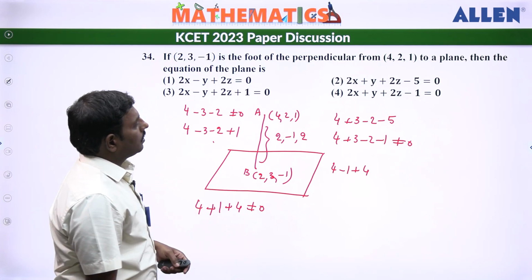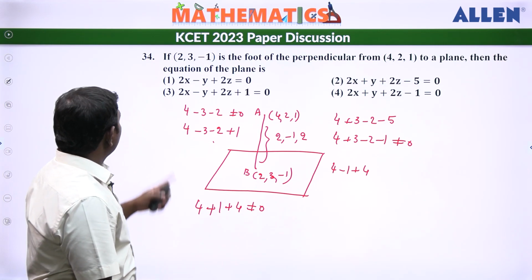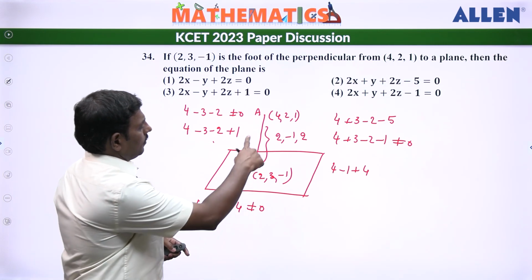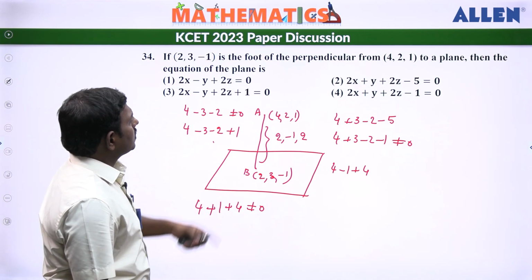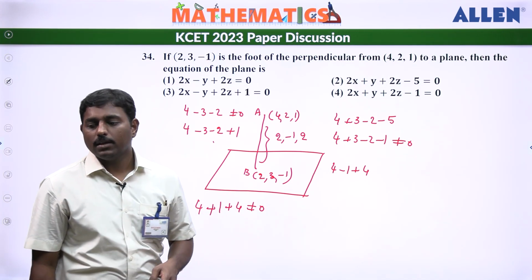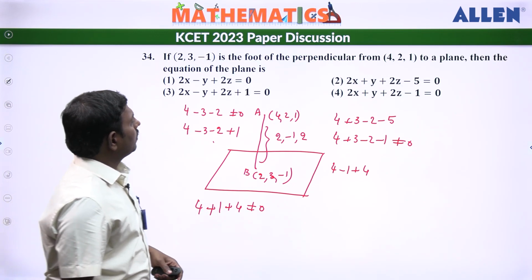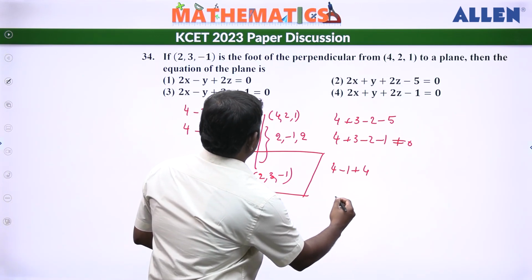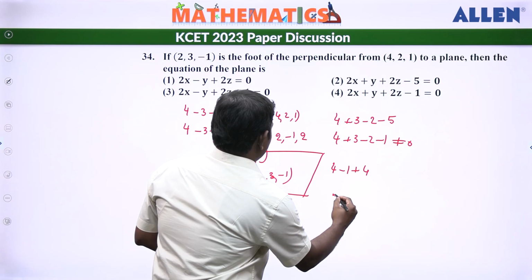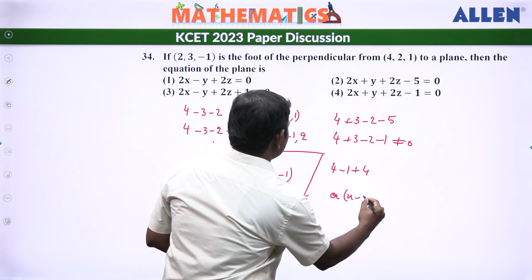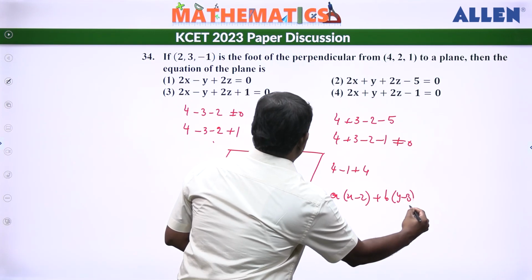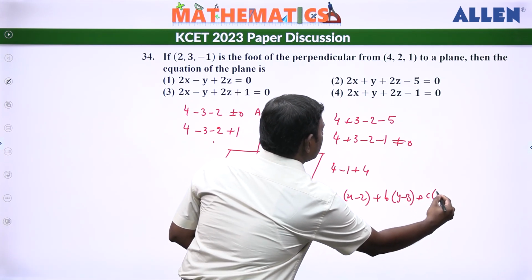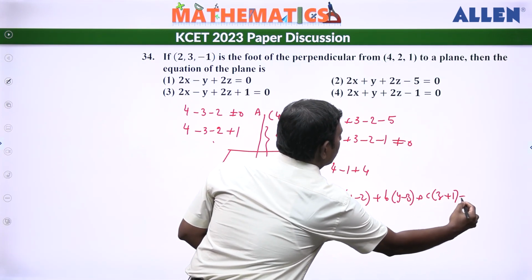So again I am solving the question. If you directly find the equation of the plane which satisfies the given conditions, it is a times (x minus 2) plus b times (y minus 3) plus c times (z plus 1) is equal to 0.